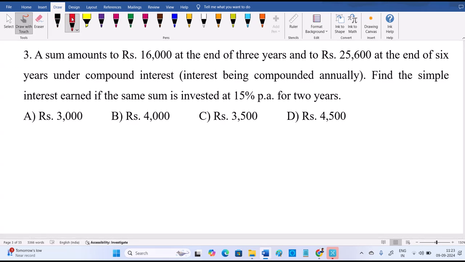A sum amounts to rupees 16,000 at the end of 3 years, and it becomes 25,600 at the end of 6 years under the compound interest concept. Now find the simple interest if the same amount is invested at 15% per annum for 2 years. Guys, see what they have given here clearly.